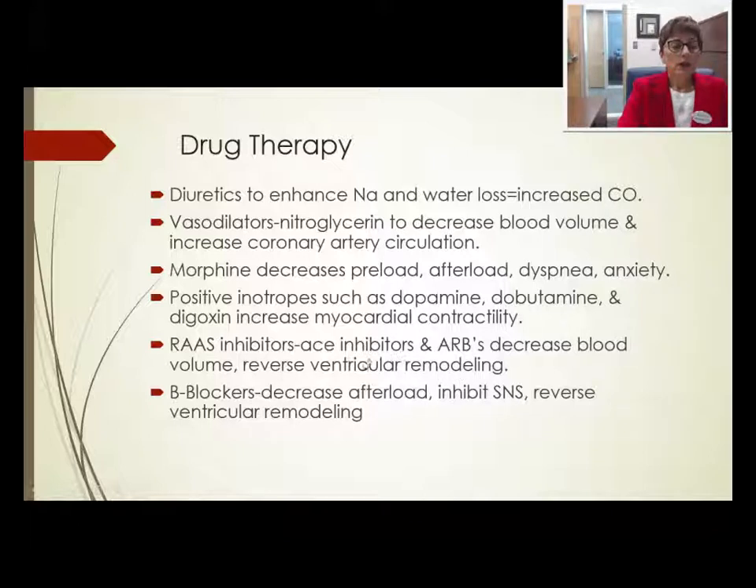So these two drug categories, which you're learning about in pharm, can reverse that ventricular remodeling, because if the heart is all boggy and enlarged, it's not going to squeeze properly. So these two drugs are important to help heal the heart a bit. It cannot reverse it completely, but it can help it. Beta blockers decrease the afterload, and they inhibit that sympathetic nervous system. And I already talked about the ventricular remodeling.